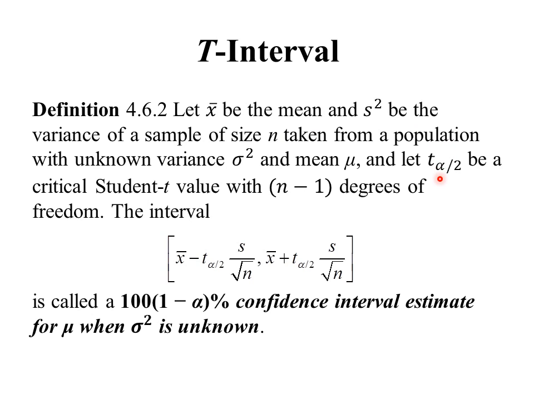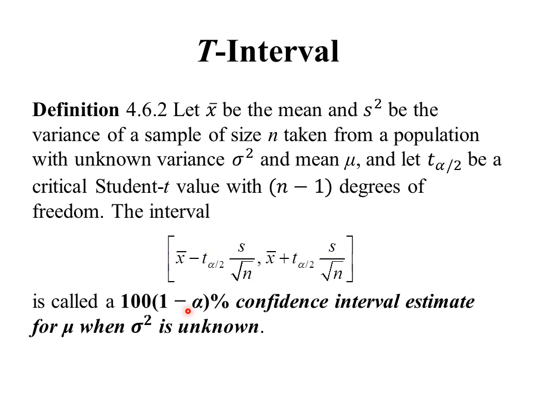Okay? So then let t sub alpha divided by 2 be a critical student t-value with n minus 1 degrees of freedom. So like in section 6.5, that number alpha is called the significance level. And so we're going to start off by first choosing that number, and then we'll use that to find the critical value. And this critical value has n minus 1 degrees of freedom. And so then this interval x bar minus t times s divided by square root of n, and then the upper limit is the same except that we add instead of subtract. That interval is called a 100 times 1 minus alpha % confidence interval estimate for mu when sigma squared is unknown. Or in simpler terms, it's simply called a t-interval.